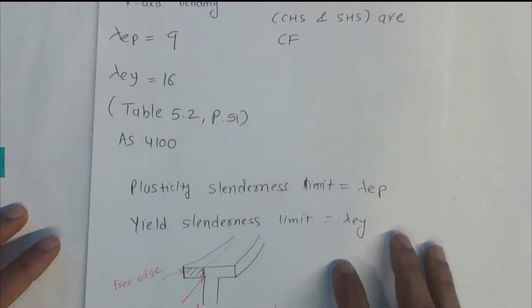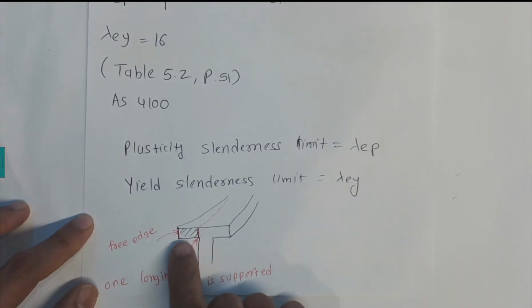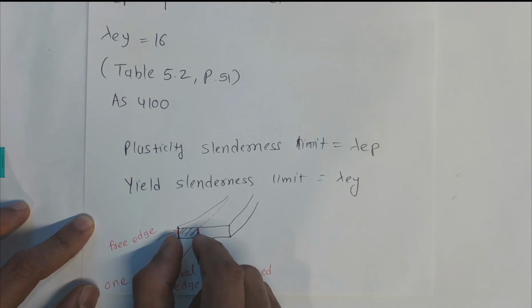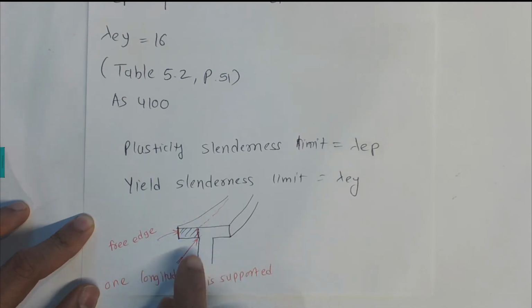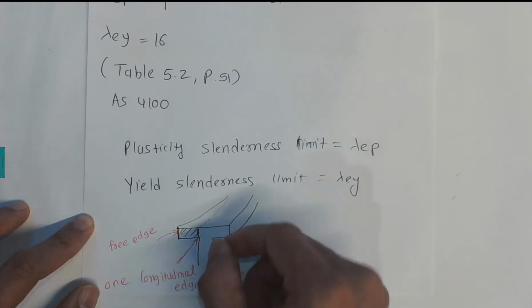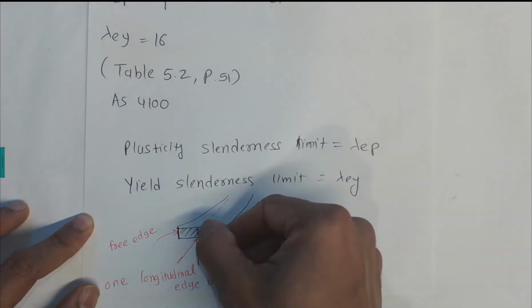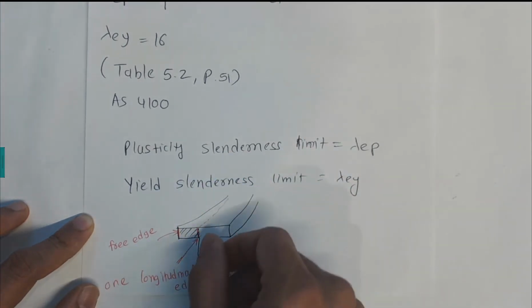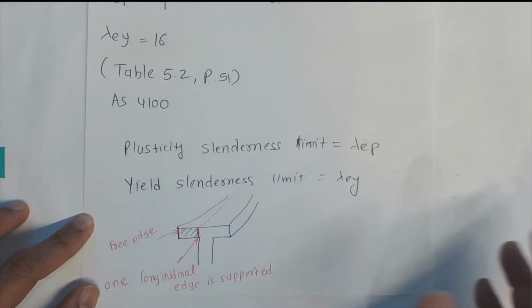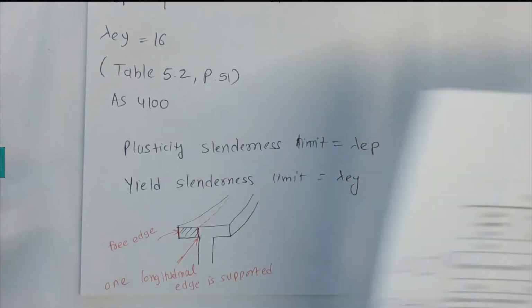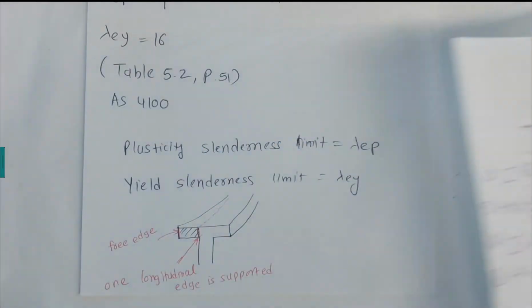Now I already explained this using the I-beams. For the case of the flange, we are working on the outstands here, which have one edge supported by this web, and this edge is free. So this is a longitudinal edge, one longitudinal edge is supported and this one is free. That is the case for the first row.